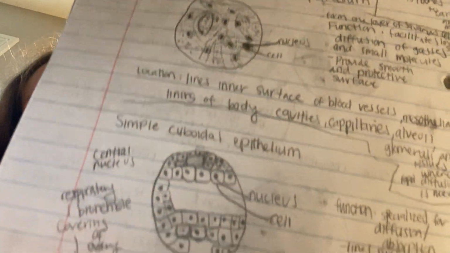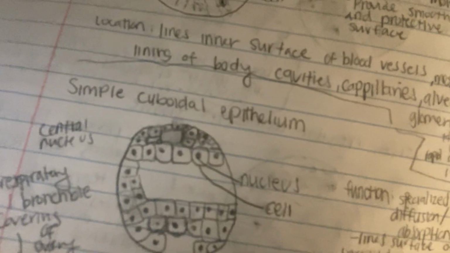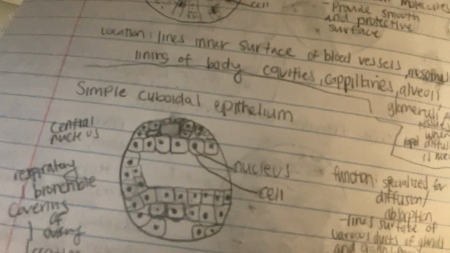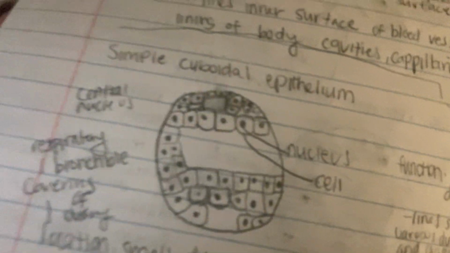The next one we're going to look at is simple cuboidal epithelium. And so this one, as it says, cuboidal, small little squares is what it resembles, and they line the lumen. And the lumen is that empty space in between these cells. And the function of this is it's specialized for diffusion and absorption, and it lines the surface of various ducts of glands and organs, and it provides a layer of protection from foreign particles.